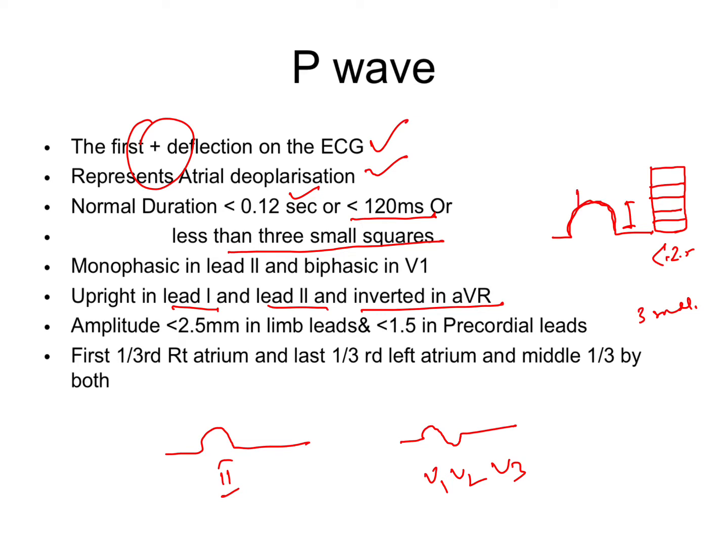The first 1/3 of the P wave is represented by the right atrium. The last 1/3 is represented by the left atrium, and the middle 1/3 is represented by both atria. If there is any abnormality with the right atrium, we will get the findings in the initial 1/3 or initial half, and if there is any abnormality in the left atrium, we will have abnormality in the later 1/3 or later half of the P wave.